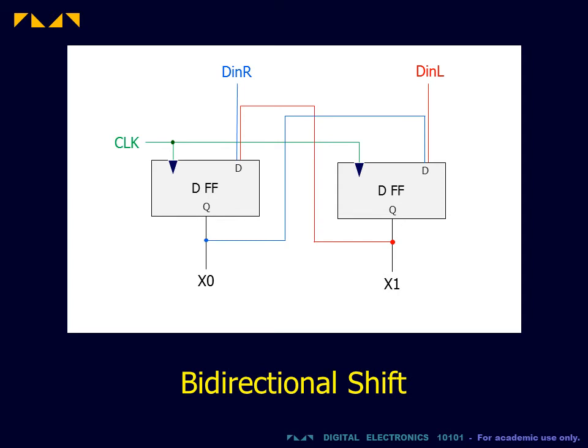In a bidirectional shift register, it is possible to shift the data in either direction. This is usually achieved by having 2 separate data input lines, one for the right shift, one for the left shift. We then superimpose the 2 designs.